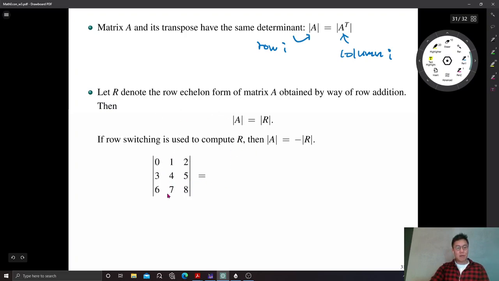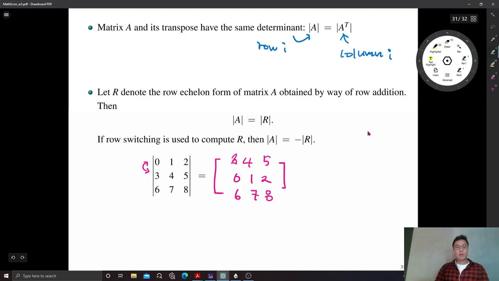So we have this 3 by 3 matrix. Now we evaluate the determinant. So let's transform it into row echelon form, in order to use this fact. First we can begin by switching the first and the second rows, because in the original matrix we have a leading zero in the first row, but the row echelon form does not have a leading zero in the first row, so we need to switch the first and second rows. So then we have 3, 4, 5 and 0, 1, 2 and 6, 7, 8.